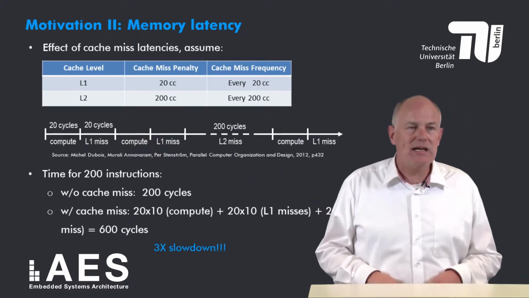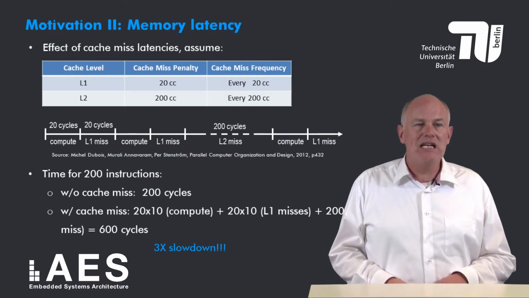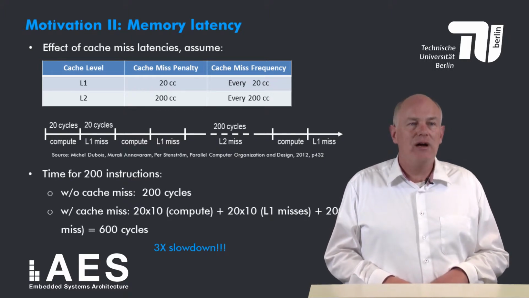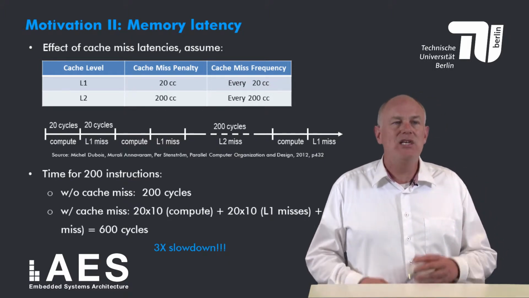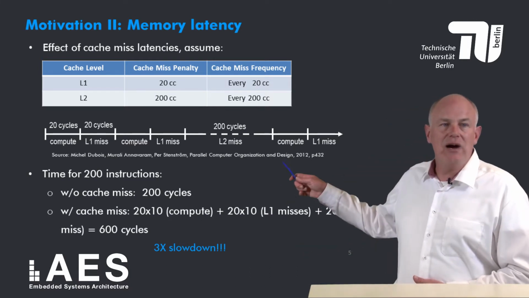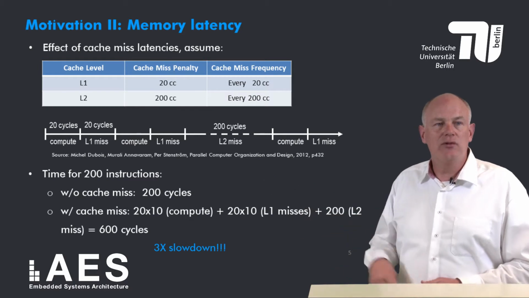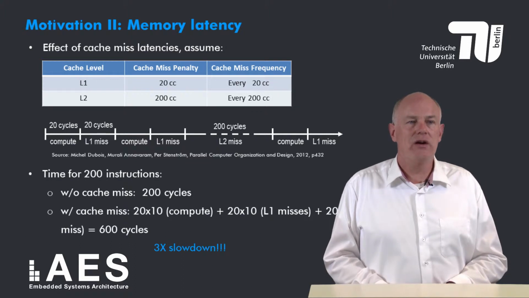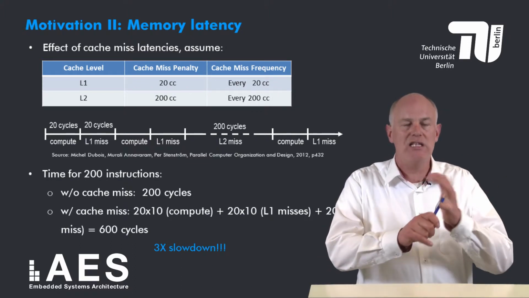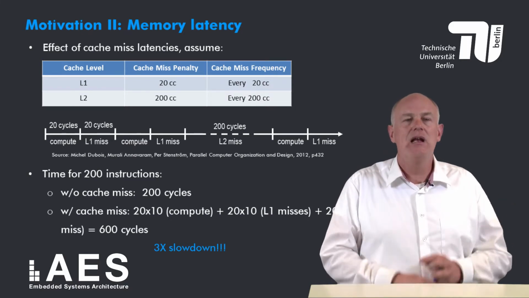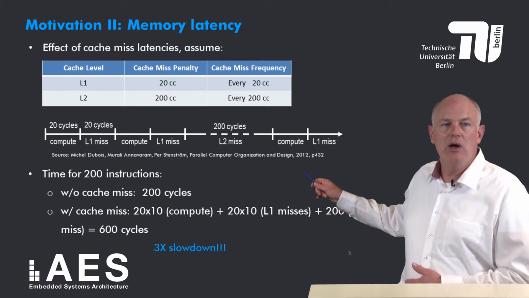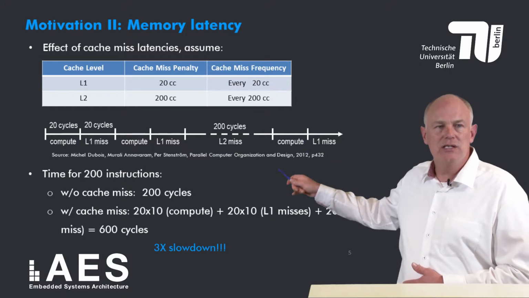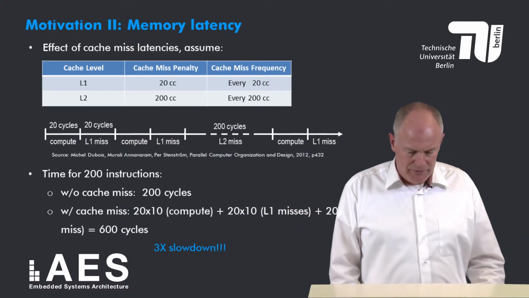We compute for 20 cycles, then we have a level 1 cache miss which has a miss penalty of 20 clock cycles. Then we have another 20 cycles of computation, then another level 1 cache miss. And finally, we will have somewhere a level 2 cache miss requiring 200 clock cycles. Every 200 instructions, we have one level 2 cache miss and 10 level 1 cache misses. So the total time will be 600 cycles under these, of course, contrived assumptions, but this yields a slowdown by a factor of 3.